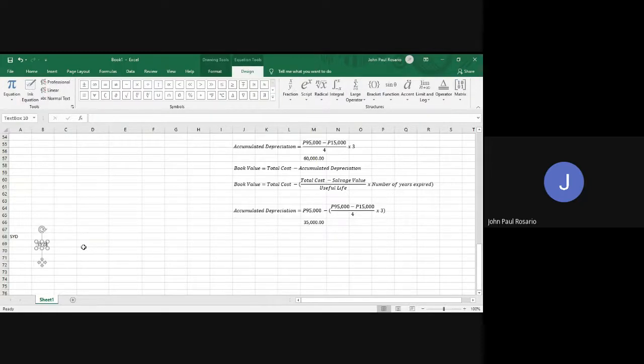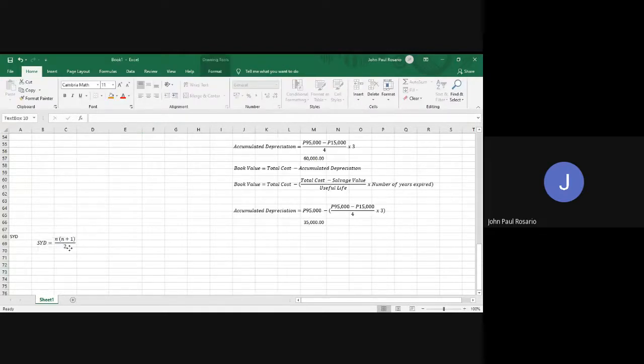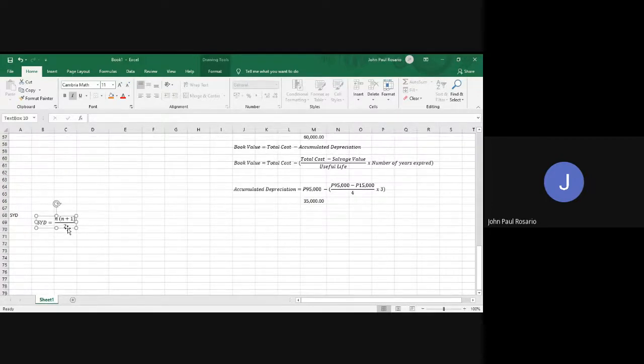So for example, SYD you'll get through this formula: N, which is the number of years, you multiply that with N plus 1, and then you divide the whole thing by 2. In our problem, the sum of the years would be 4 times 4 plus 1 over 2. That's actually 4 times 5 plus 20 over 2. Your SYD is equal to 10.